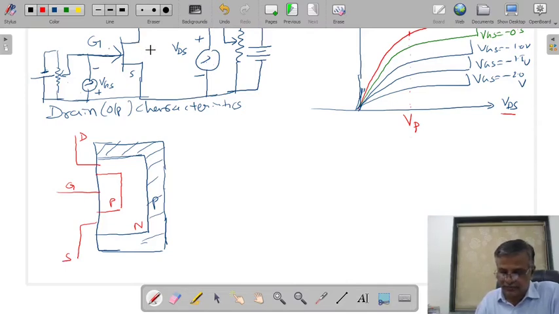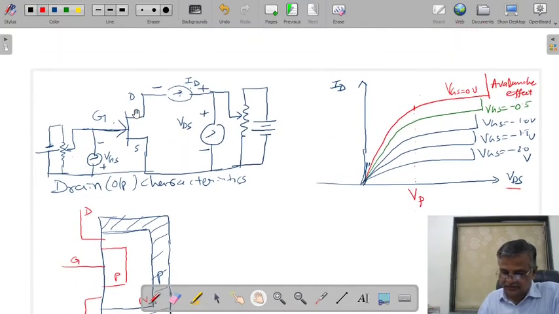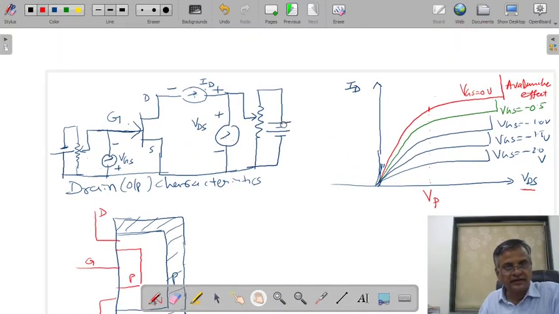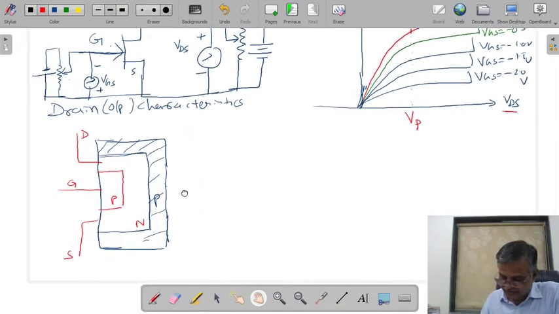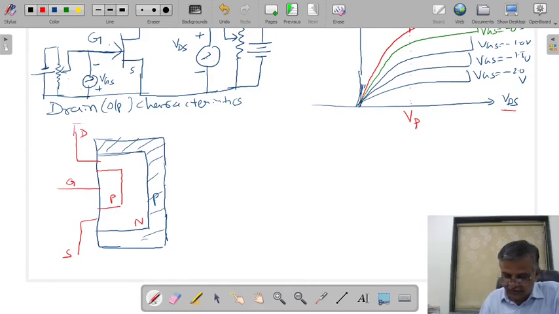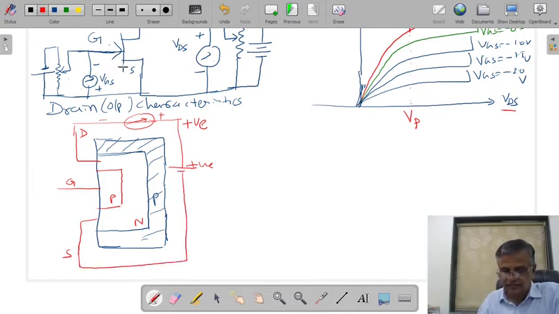Look here, this drain is capped to the positive supply. So this drain I am keeping at the positive supply, plus, and your current meter you have kept, plus and minus. This is positive, and negative you have connected to this negative. So this voltage I am writing VDS, I am not showing here VDS.